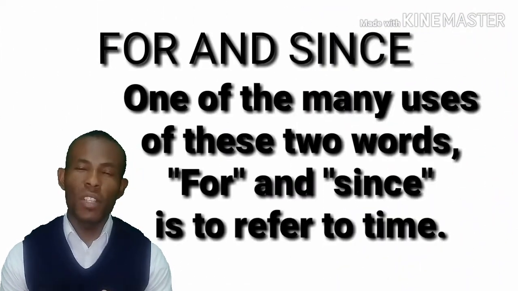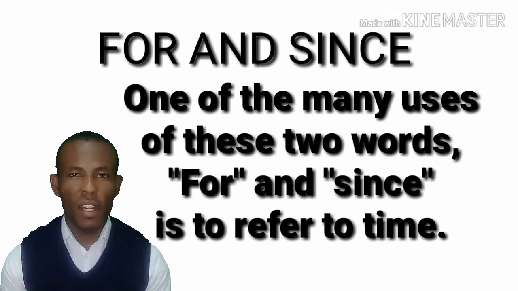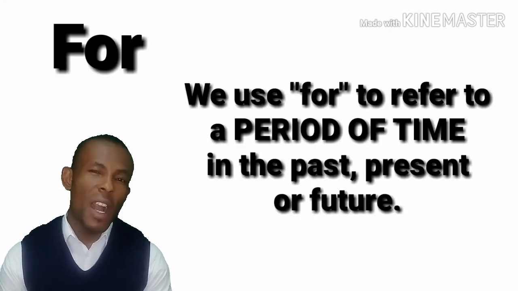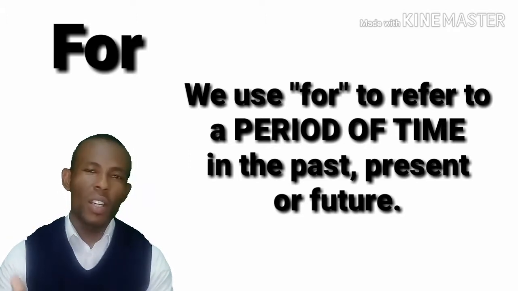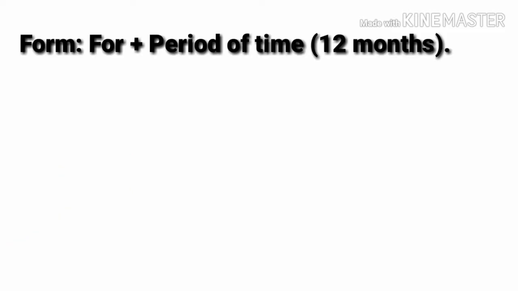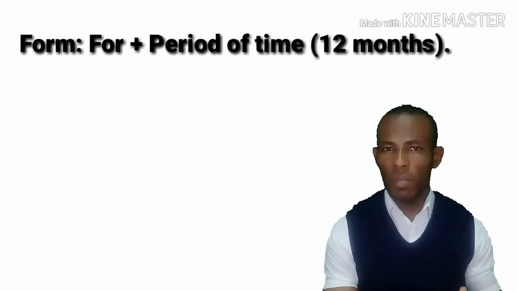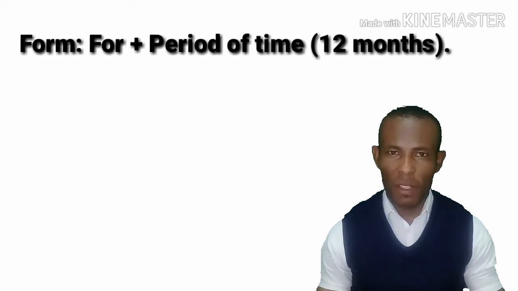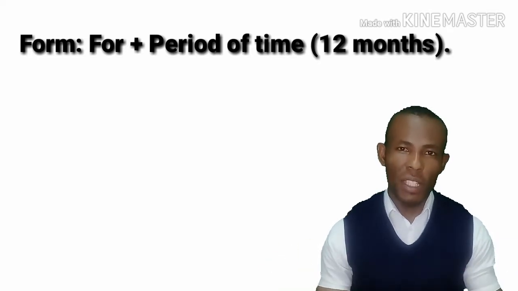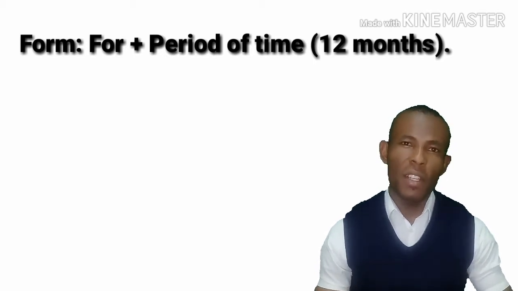One of the many uses of these two words, for and since, is to refer to time. We use for to refer to a period of time in the past, present, or future. The form is the tense in which we are speaking plus for plus a period of time. In the example I'm about to give, we're going to use 12 months as a period of time.